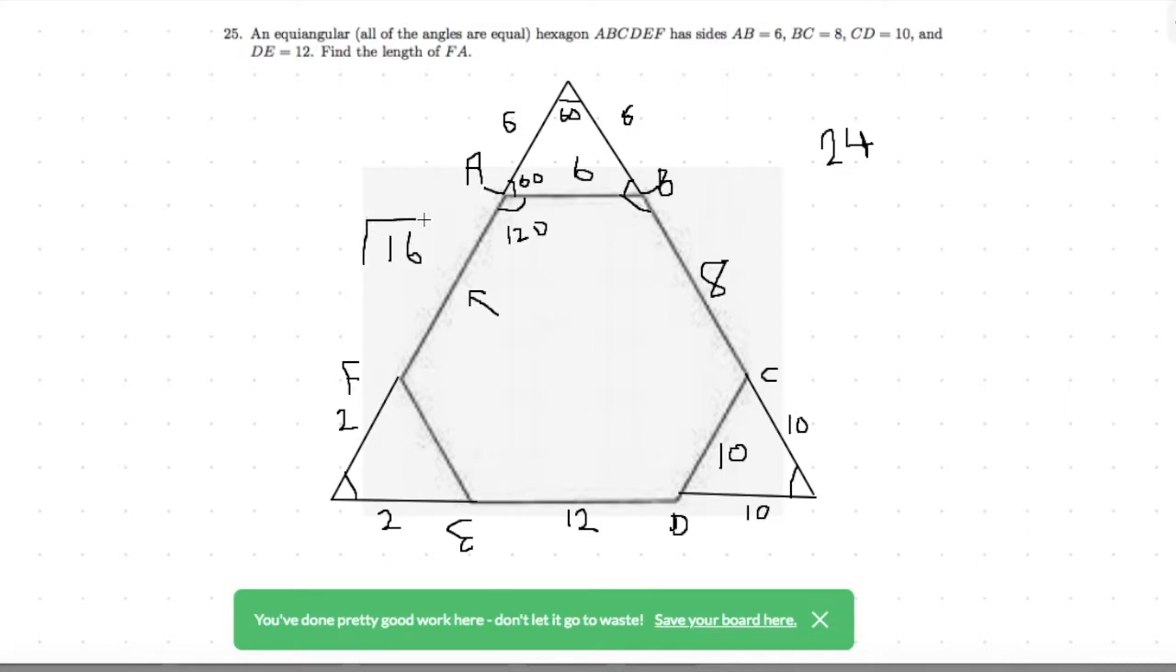The key takeaway from this problem, an insight which isn't easy to see, is that we can extend these lines to form small equilateral triangles in addition to a big equilateral triangle. And that's a very common strategy when solving problems involving equiangular hexagons and not regular hexagons.